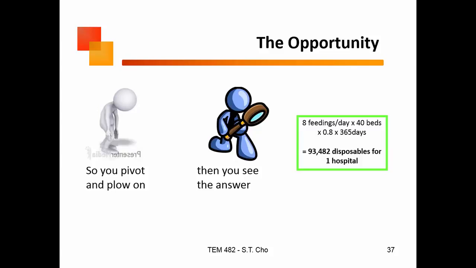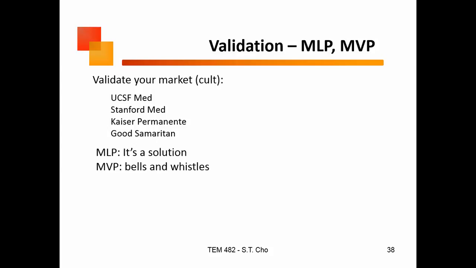We just happened to be in the hospital, and somebody told us, hey, you want to go talk to the neonatal unit, the NICU? And it's like, what, preemie babies? Yeah. And then all of a sudden my eyes lit up, because they told me, and I did not know this, that premature babies have 8 feedings a day. At 8 feedings a day, 40 beds, 80% capacity, all of a sudden for one hospital, we could sell 100,000 disposables. And so we went out and validated our market.